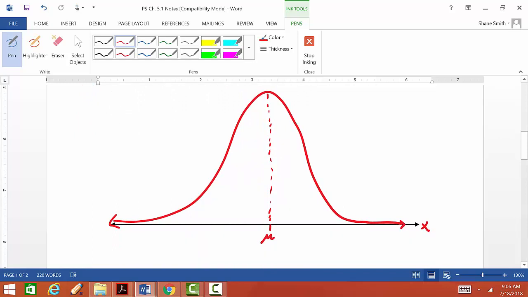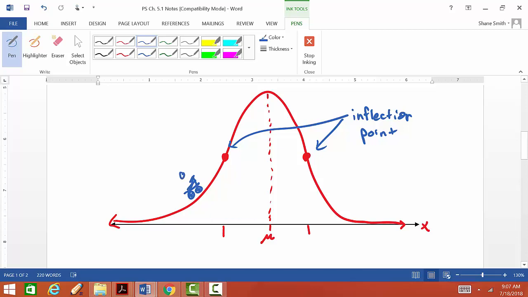To show you where these are, if you go 1 standard deviation away from the mean, these are inflection points. An inflection point is where basically the steepest point on a curve is. So if I imagine I'm in a little car, or let's say I'm on a bike. I like the bike analogy more. So this is my bike. These are my handlebars. I'm sitting on my bike, I'm pedaling, pedaling up the hill.